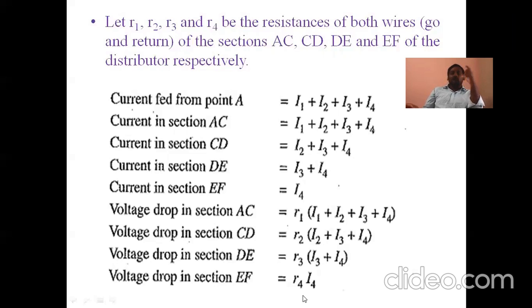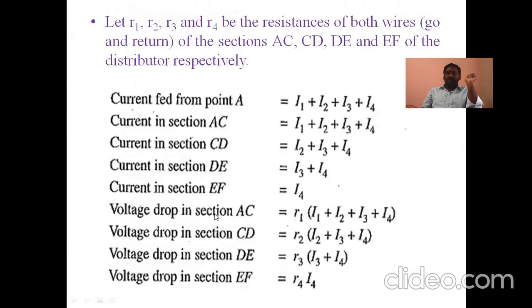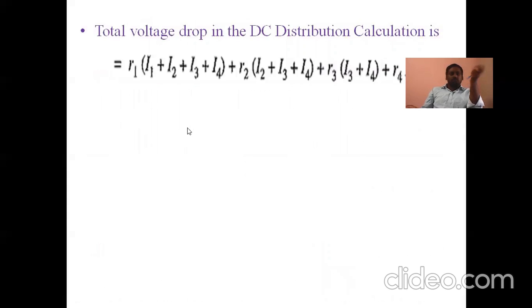Finally, the total voltage drop across the distributor AB: the voltage across distributor AB is the algebraic sum of the drops of each section. The sum of these voltage drops gives the voltage drop across AB, or the voltage across distributor AB, based on the total voltage drop like this.